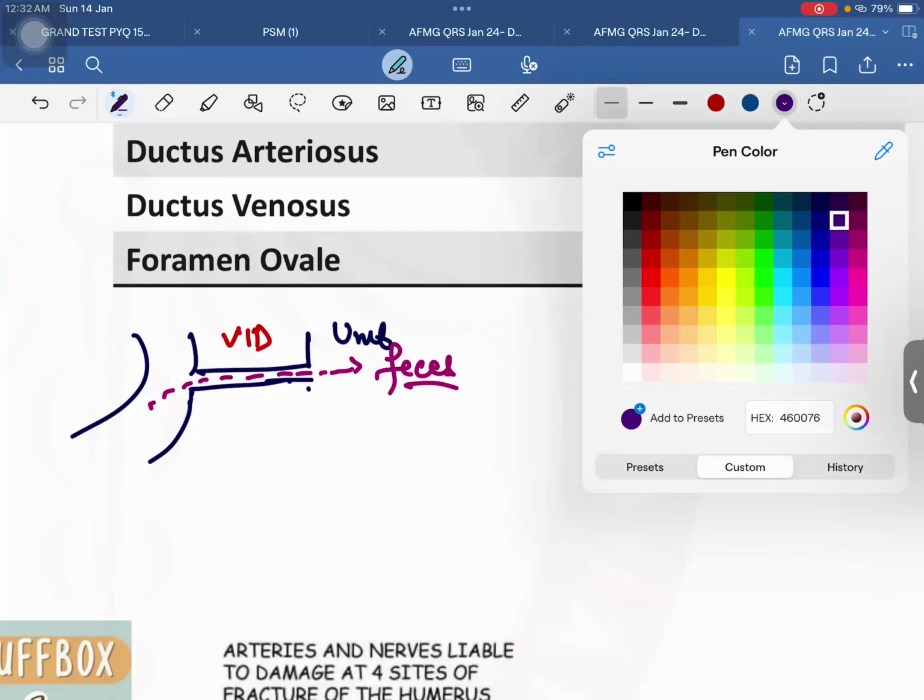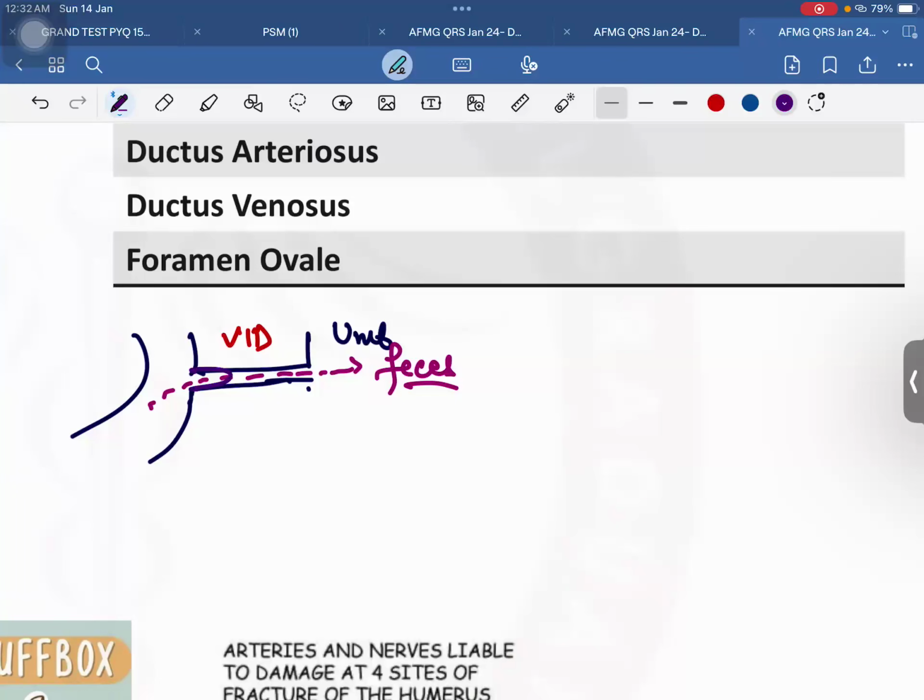And if the vitellointestinal duct has undergone some obliteration, but still some part of it is patent, and due to that there is an outpouching from the intestine, this outpouching of the intestine, which is present since birth, this congenital diverticulum, is known as Meckel's diverticulum.